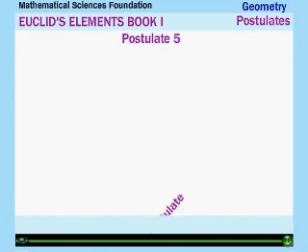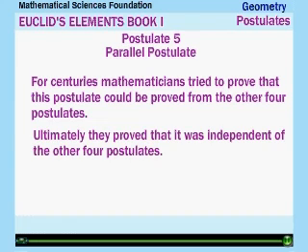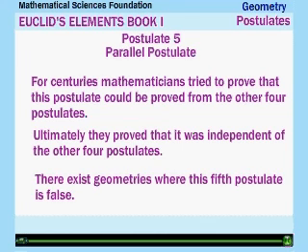The fifth postulate is what we call the parallel postulate. This is the postulate which led to a massive amount of research. For centuries, mathematicians tried to prove that this postulate could be proved from the other four postulates. Ultimately, they proved that it was independent of the other four postulates. In fact, there exist geometries where the fifth postulate is false.